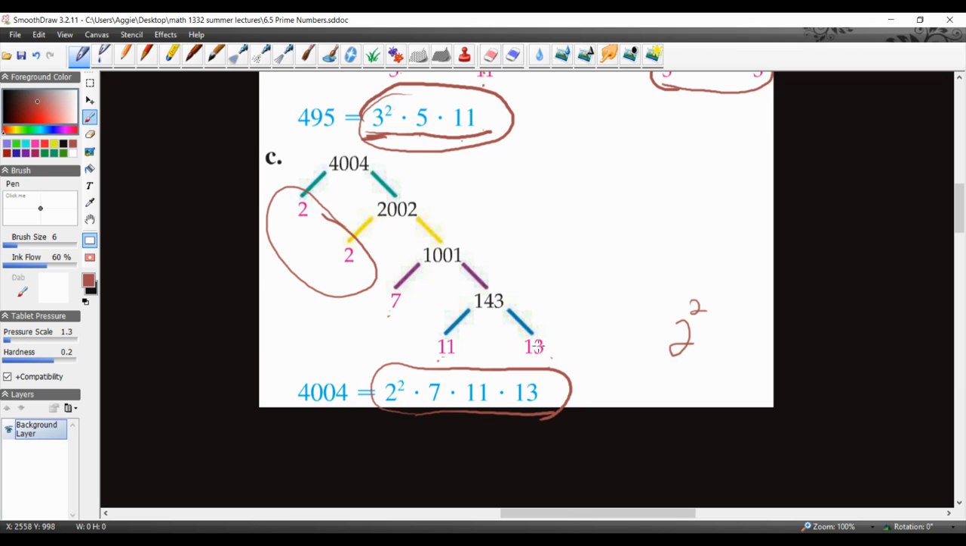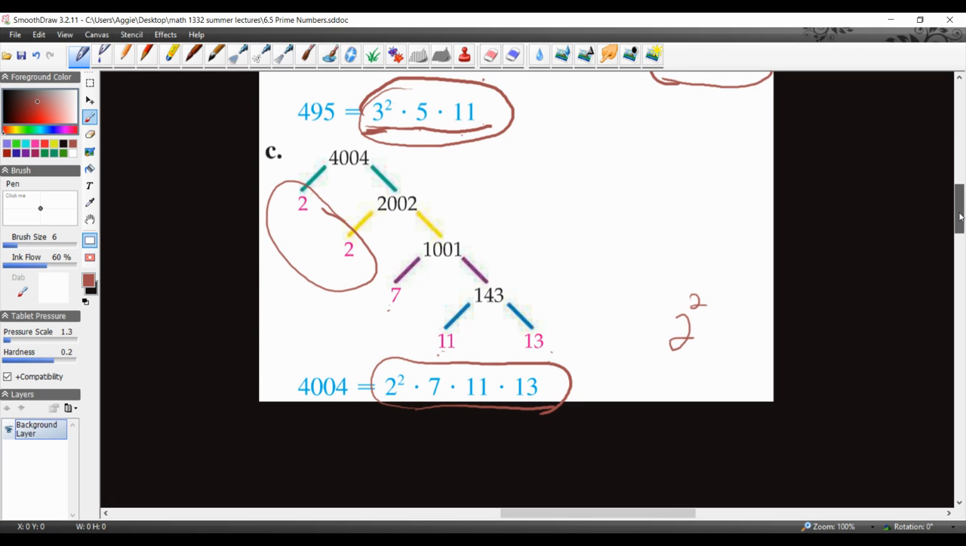So if you get to a number down here, and let's say you didn't know 13 was prime, you would try to divide it by numbers that are smaller than it to see if there were any more factors. Once you can't factor these anymore, that's because it's a prime number and you've got to all of the primes. So this again is called the prime factorization.